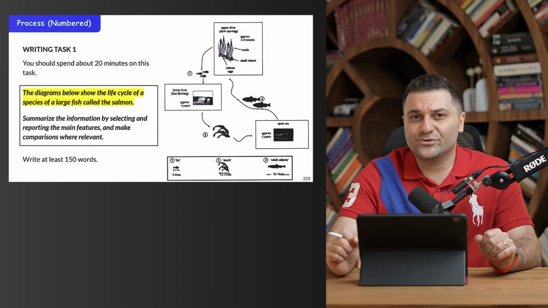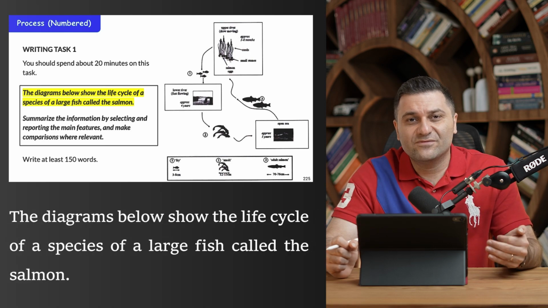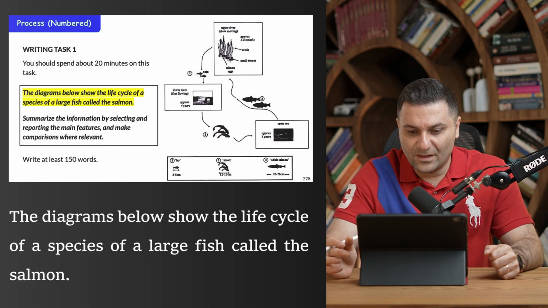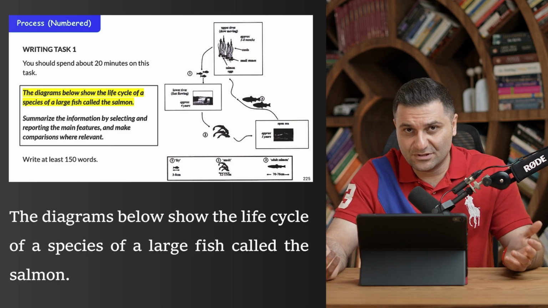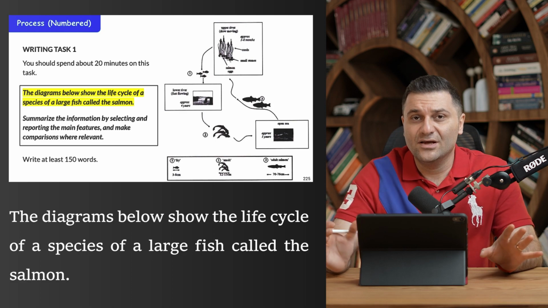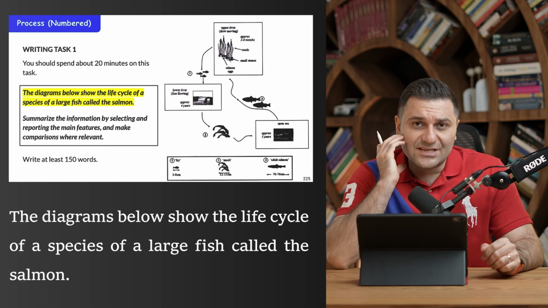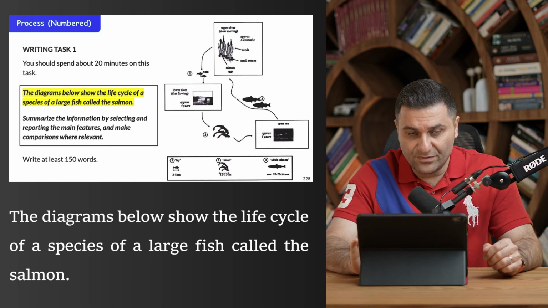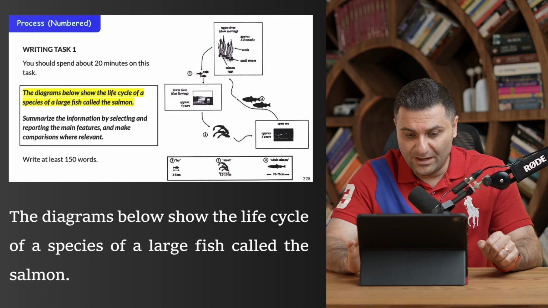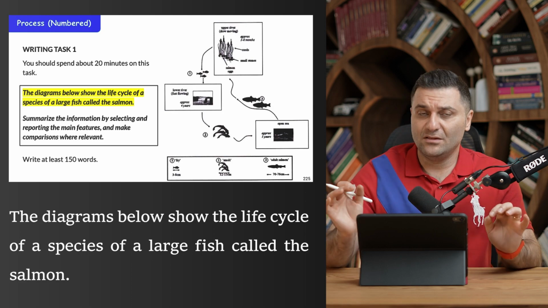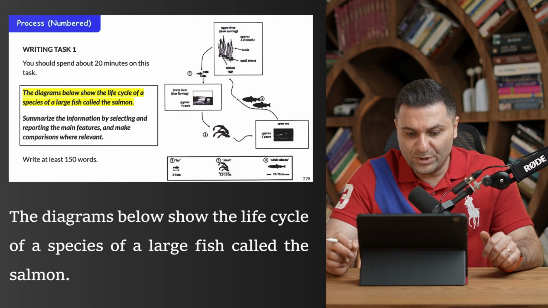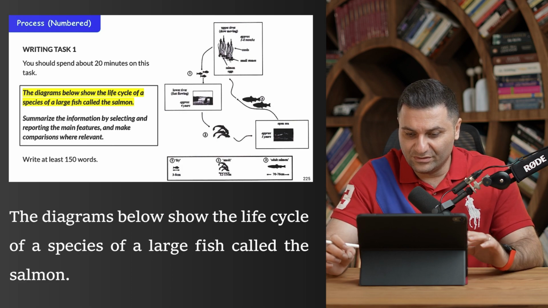And as you can see on your screen, this is a type of numbered diagram. It is the life cycle of a large fish called salmon. So we are provided with a life cycle of salmon, and the stages are written here. There are 3 stages of the life cycle of salmon. So this is a numbered process diagram. Now, let's read the question. The diagrams below show the life cycle of a species of a large fish called the salmon.